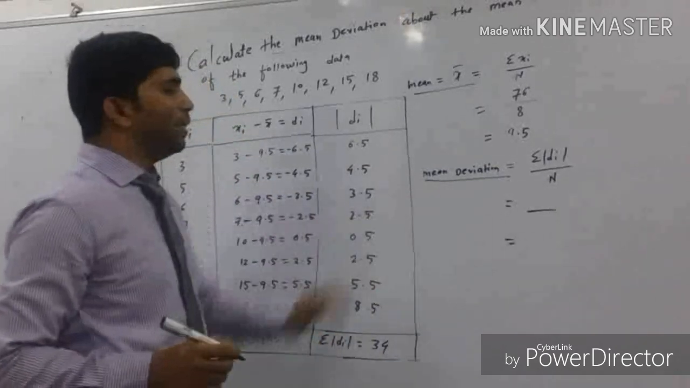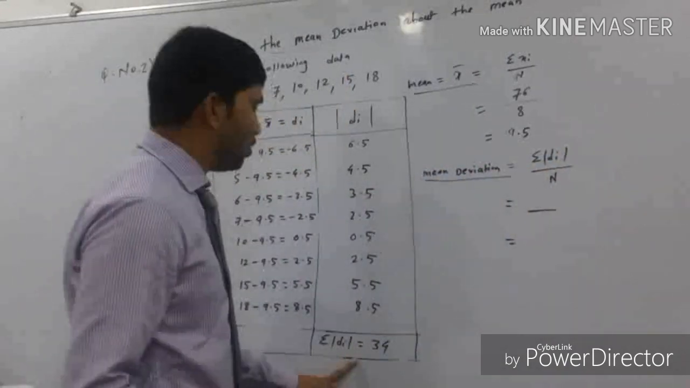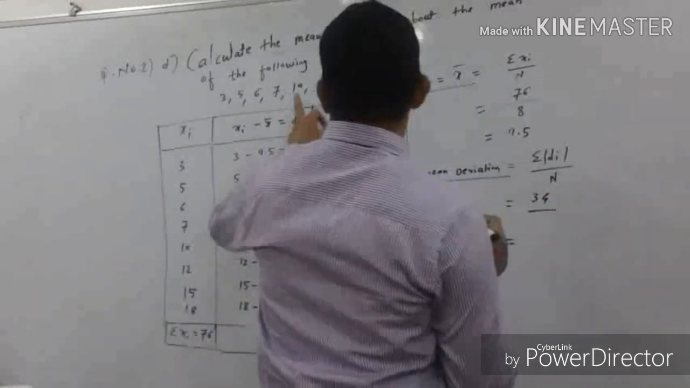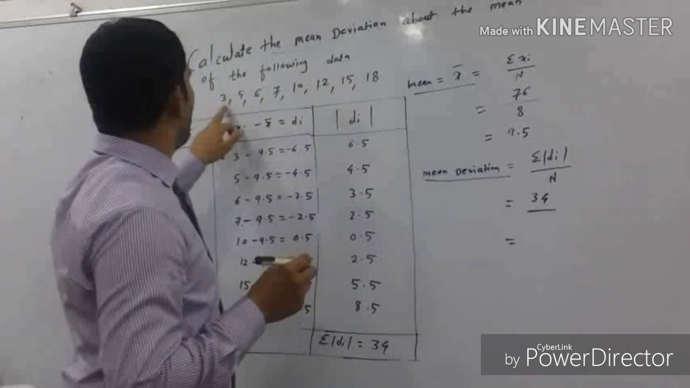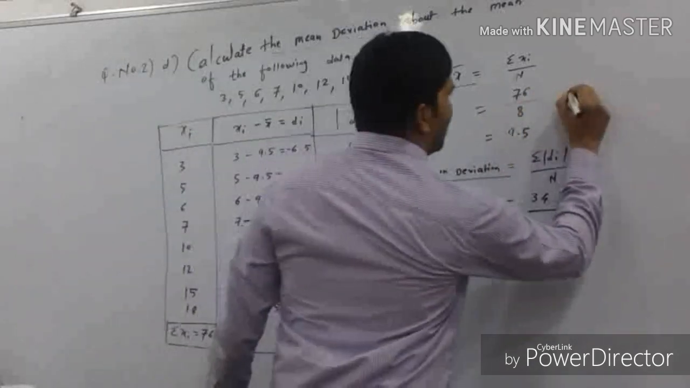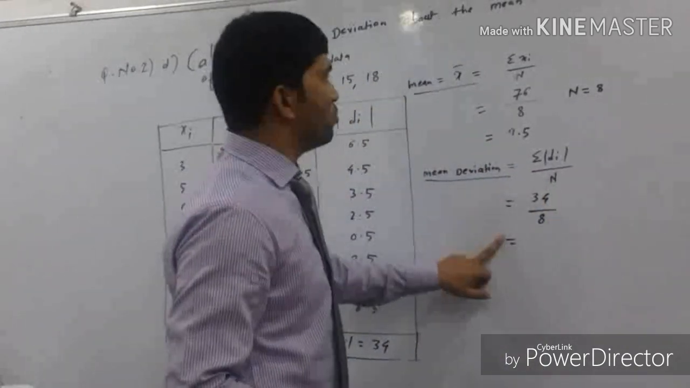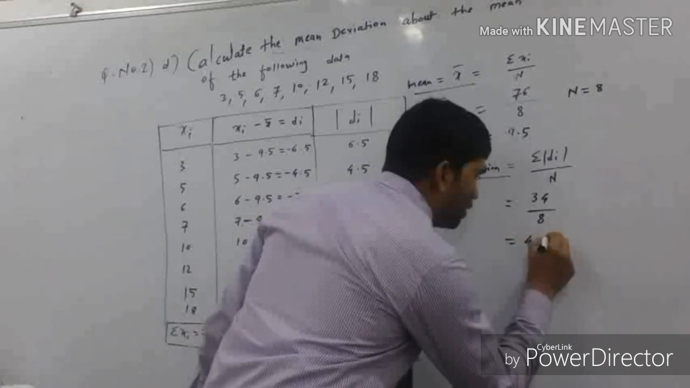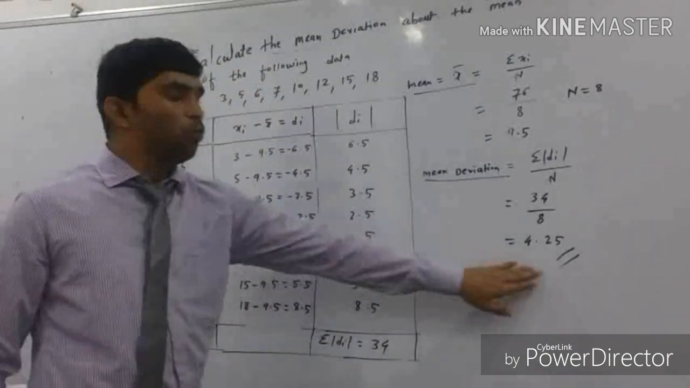So we have to find mean deviation. Mean deviation's formula is summation of mod di upon n. The value of summation of mod di is 34 and our n, already I told you, n is number of elements or number of values, 1, 2, 3, 4, 5, 6, 7, 8. So our n is 8. So we take here 34 upon 8. By using calculator we can find, the value of 34 upon 8 is 4.25. So finally our mean deviation is 4.25.